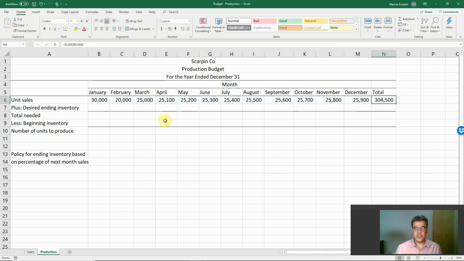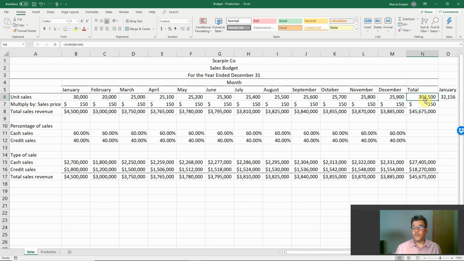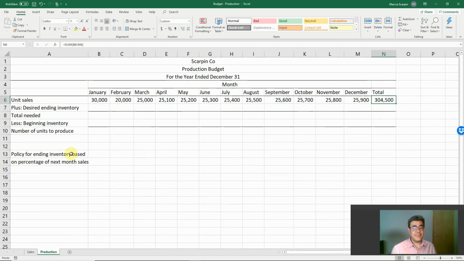It must match 304.5 with our sales budget. Plus desired ending inventory. Our production budget is just like our cost of goods sold: unit sales plus any inventory, the total needed or available for sale. If we go to our financial accounting, less beginning inventory is the number of units to produce.